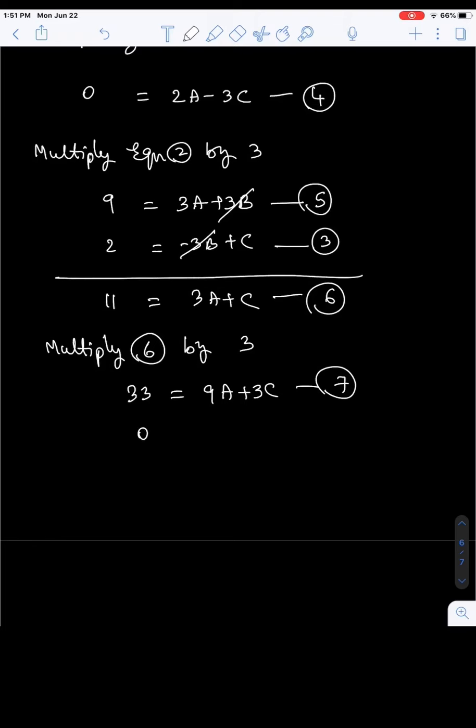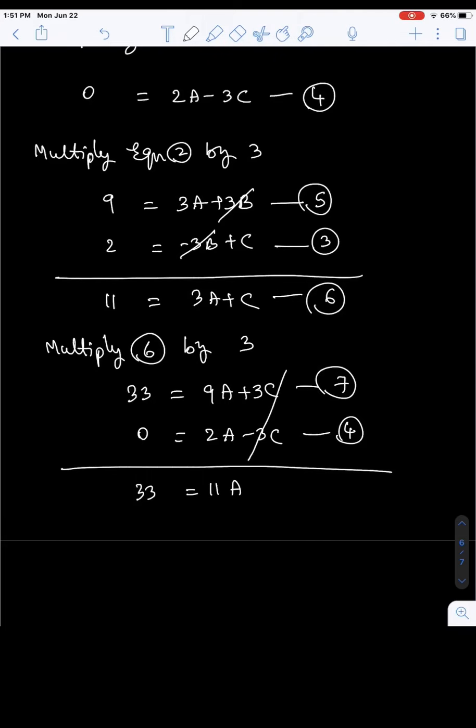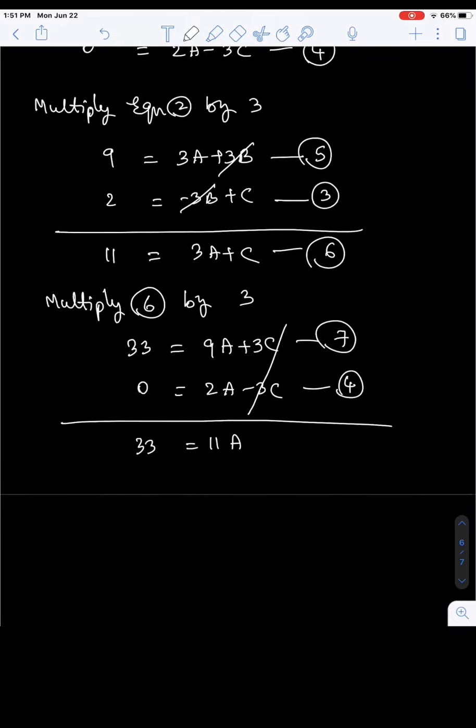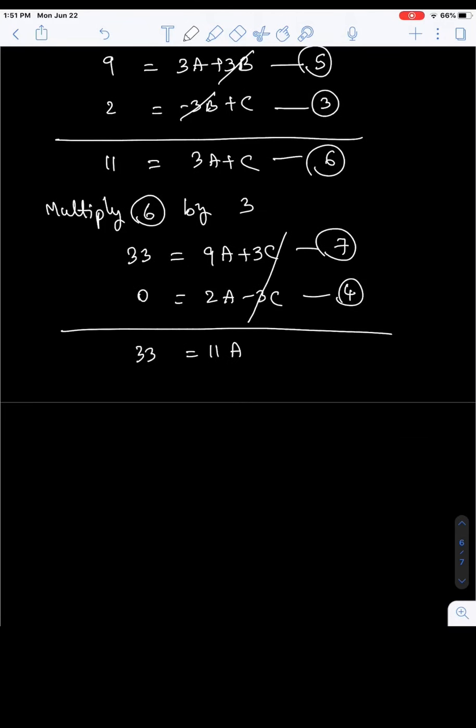And now taking equation 4 here, 2a minus 3c. No need of changing symbols because I am adding, so that I got this number. What is this number? 33. 33 plus 0 is 33. 9 plus 2 is 11 here. So in the next step, a is equal to 33 by 11. So I got a as 3.